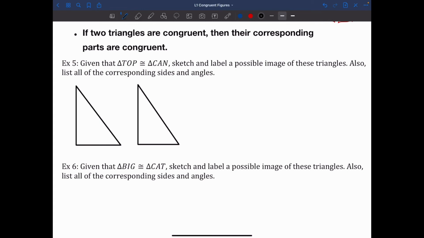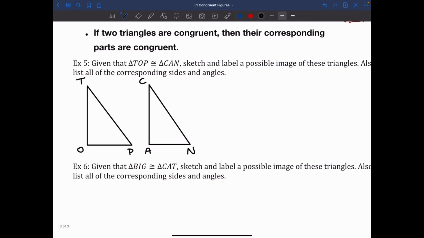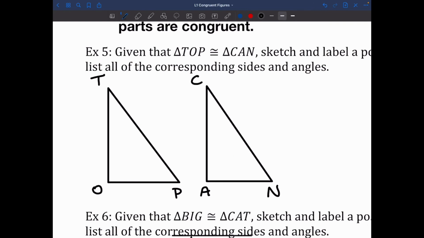So we're going to name one of them triangle TOP, and this other one is CAN. Unfortunately for us, the order that we write those in does matter. And I guess I should have mentioned that before you probably wrote yours in. When we're saying that these two things are congruent, the order of the letters matters. If I look at these two shapes, they look like they're in the same orientation. They're facing the same way, more or less.